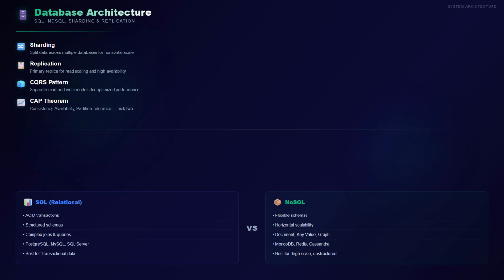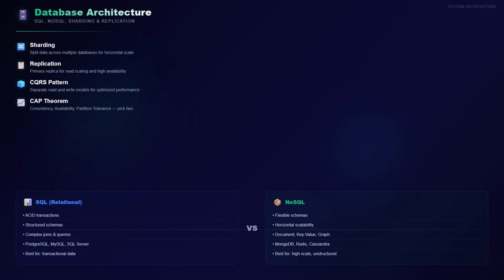Sharding splits your data across multiple database servers. You might shard by user ID, region, or date range. This enables horizontal scaling but adds complexity to queries that span multiple shards. Replication creates copies of your database. A primary replica setup lets you scale reads by directing queries to replicas while writes go to the primary. This also provides high availability.